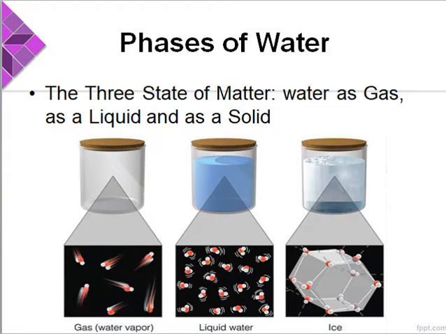So here are the three states of matter: water as gas, as a liquid, as a solid. When we look at many water molecules, we see that as a gas, water vapor molecules move about quite freely, mixing well with neighboring atoms and molecules. The higher the temperature of the gas, the faster the molecules move.